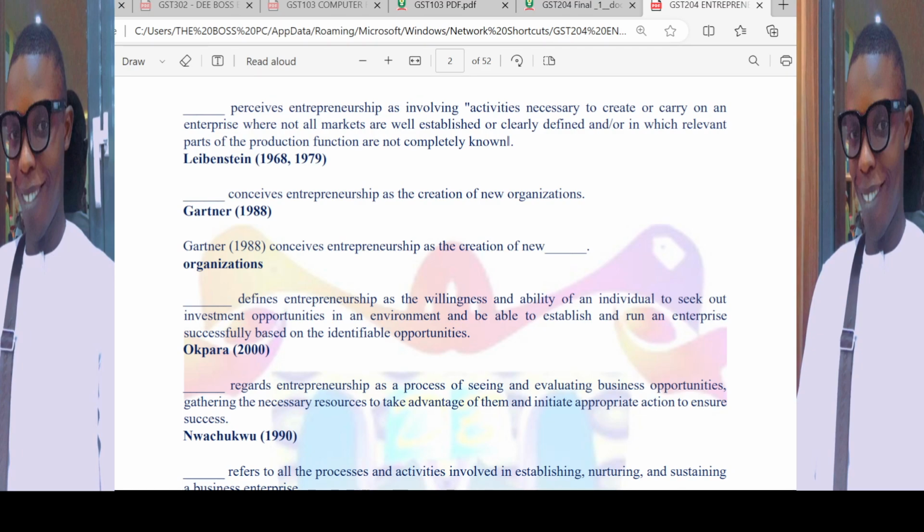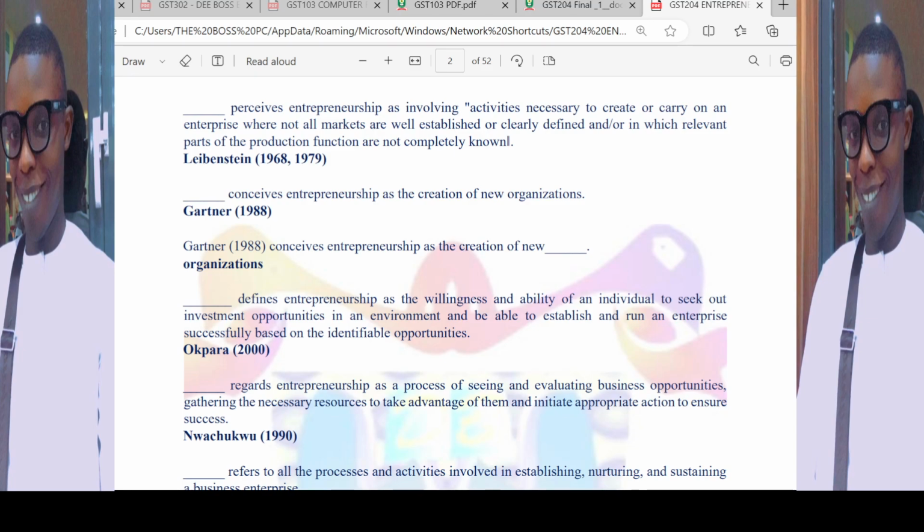So this particular person, Leibenstein, perceived entrepreneurship as involving activities necessary to create or carry on any enterprise where not all markets are well established or clearly defined, and or in which relevant parts of the production function are not completely known. So it involves activities necessary to create or carry on an enterprise where not all markets are well established. So in this case, the markets are not established.